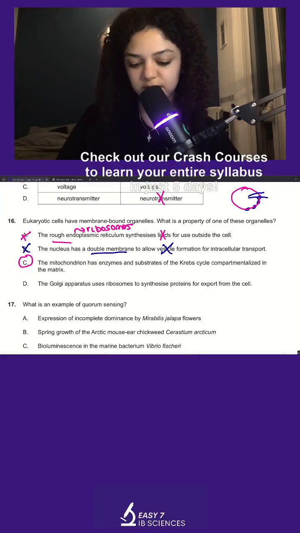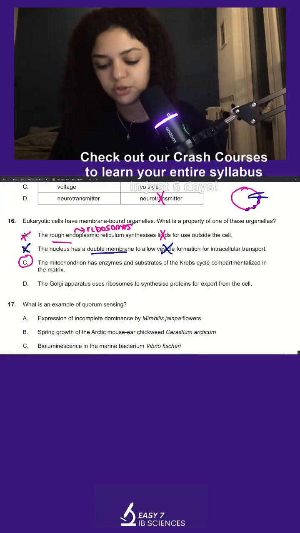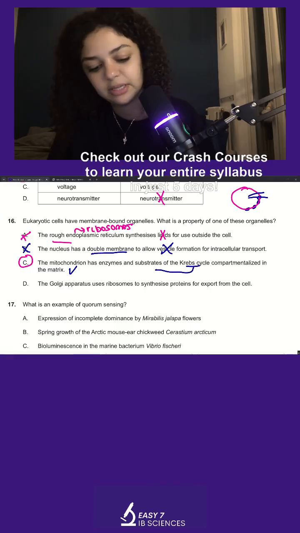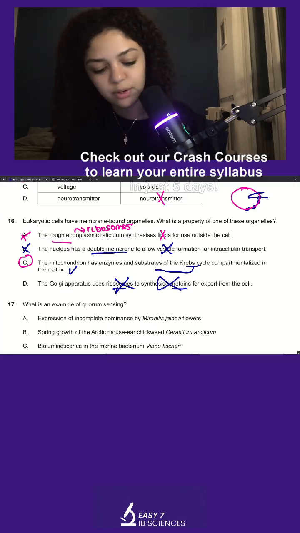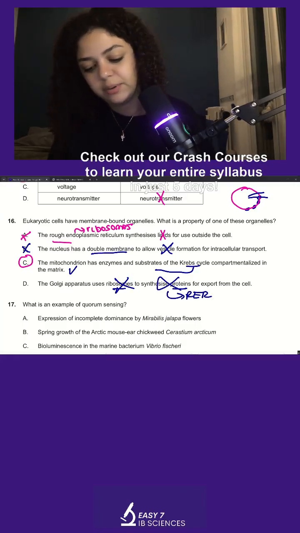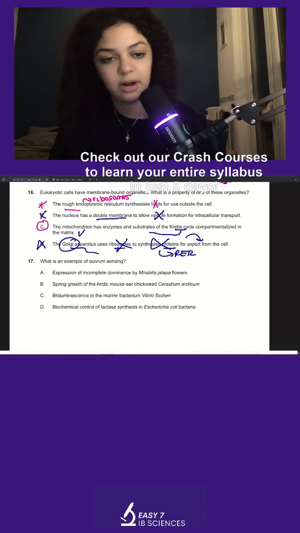The mitochondria has enzymes and substrates for the Krebs cycle compartmentalized in the matrix. This is true. We know that the Krebs cycle happens in the matrix of the mitochondria. And then it says the Golgi apparatus uses ribosomes to synthesize proteins. No, no, no. This is the rough ER. The Golgi apparatus is used for export of materials outside the cell. That's why D is incorrect.